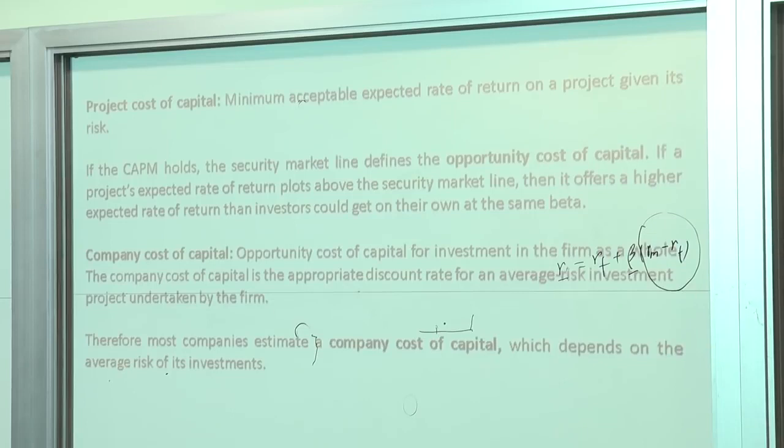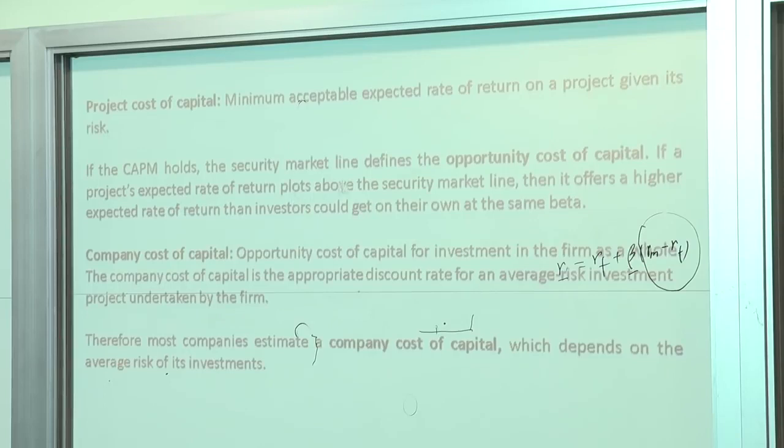Okay. So the project cost of capital is just the minimal acceptable rate of return on a project given its risk. So if the CAPM holds, okay, many people believe it doesn't hold very well now, right? That's the most simplified model that describes the stock market. Now the asset pricing model is much more complicated than the CAPM, but that's where we started, like 60 years ago. The security market line defines the opportunity cost of capital. Opportunity cost of capital is the required rate of return, which we get from the beta, right?